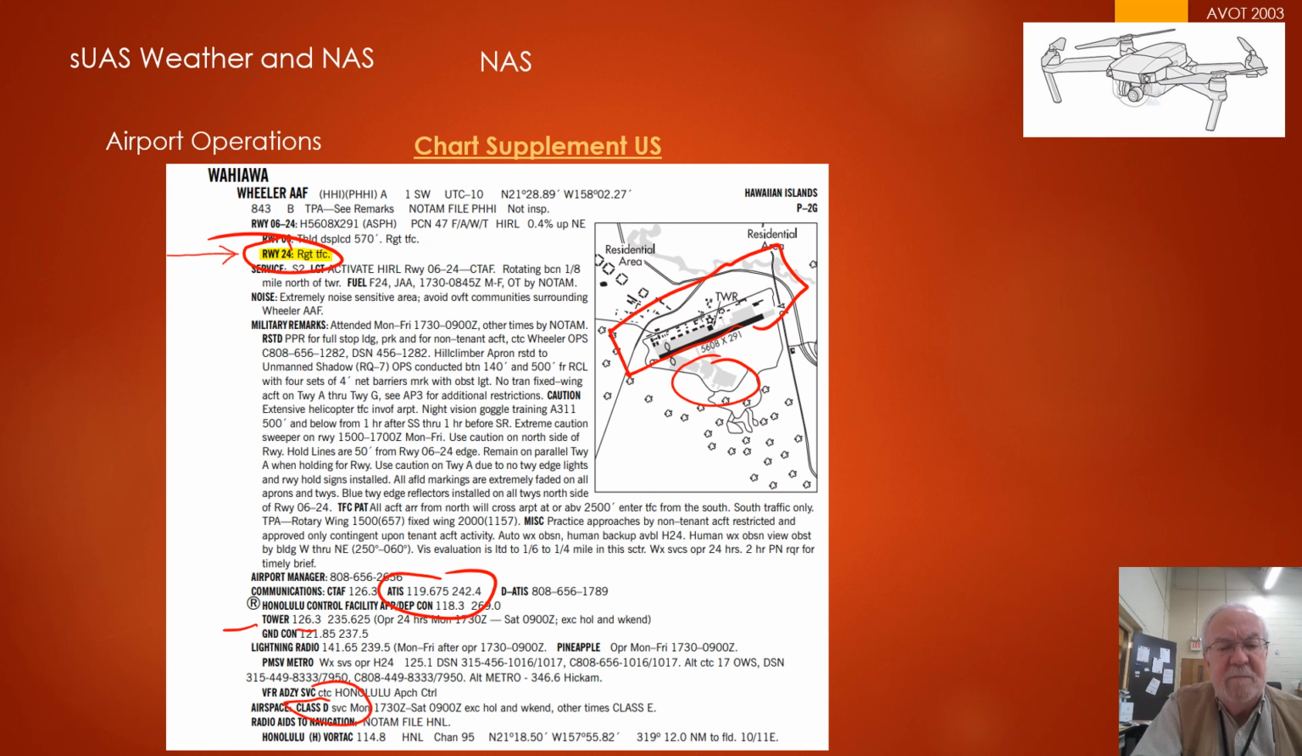Airspace Class D. Class D, Monday through Saturday from 1730 to 0900 Zulu, except holidays and weekends. All other times it's Class E. Again, we do need permission to operate in there, but it's not Class D. It reverts to Class E. Oh, this is in Hawaii. Interesting. Okay.